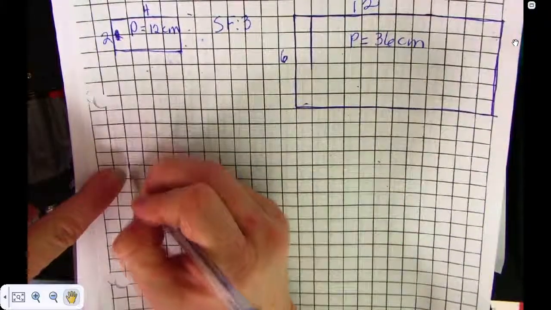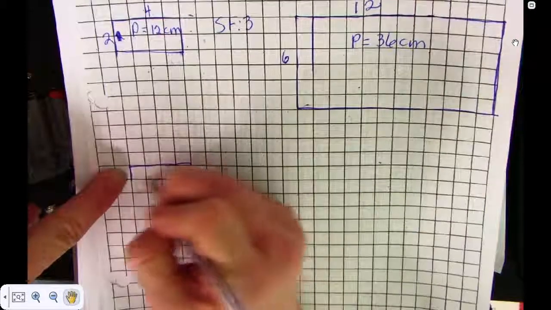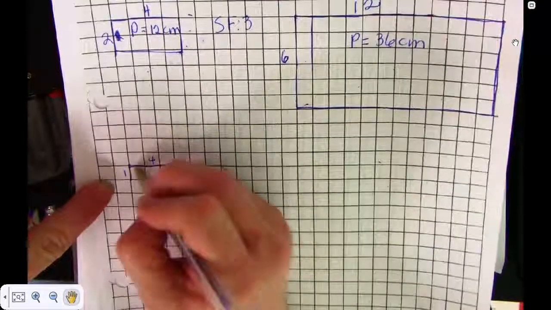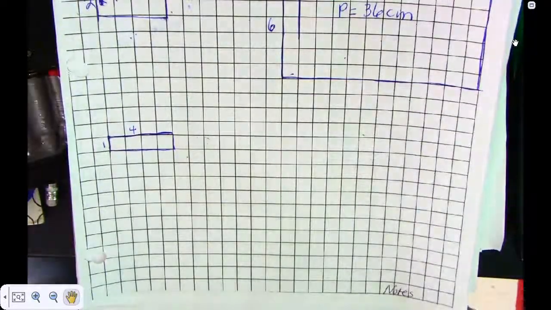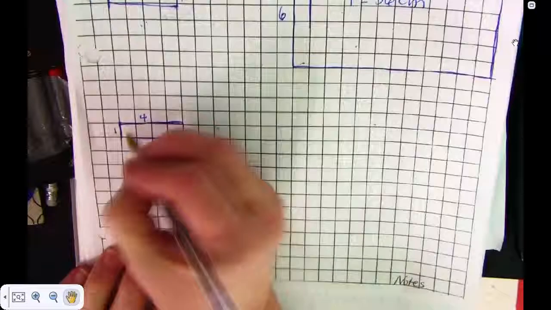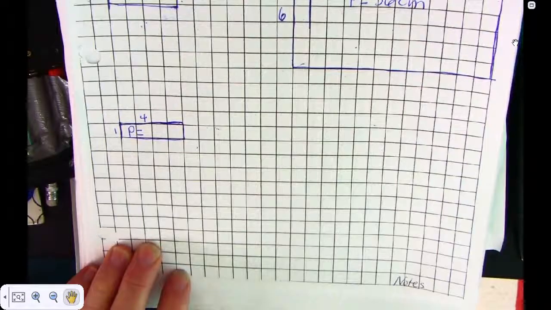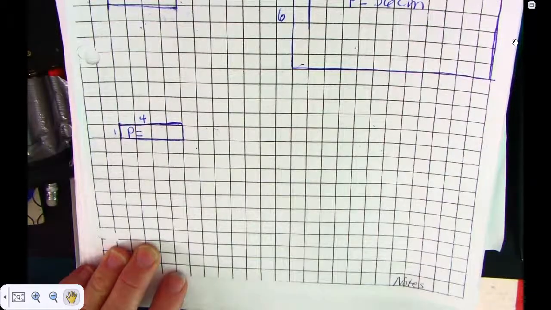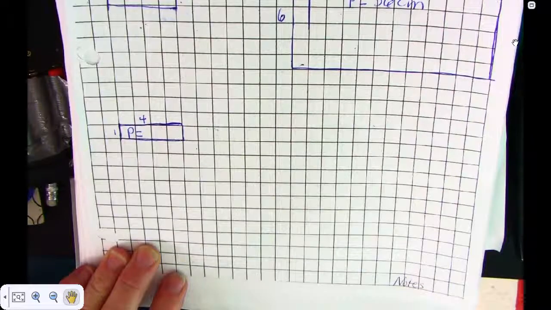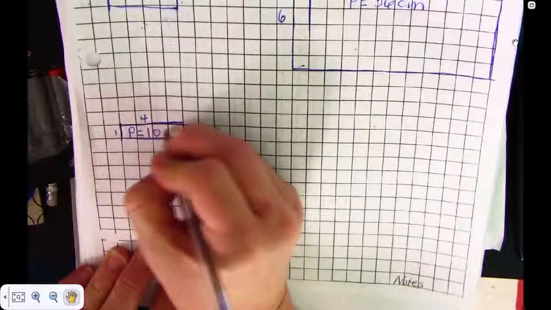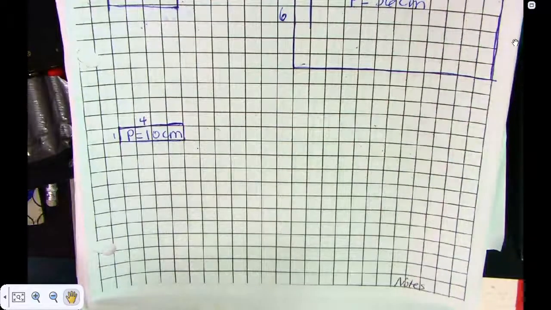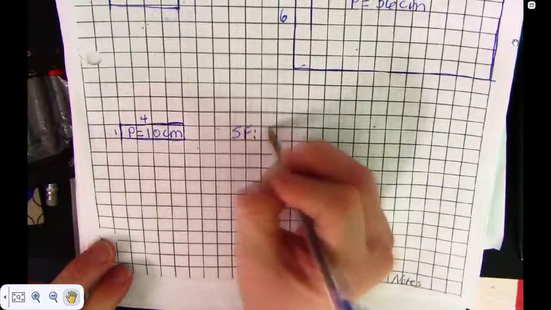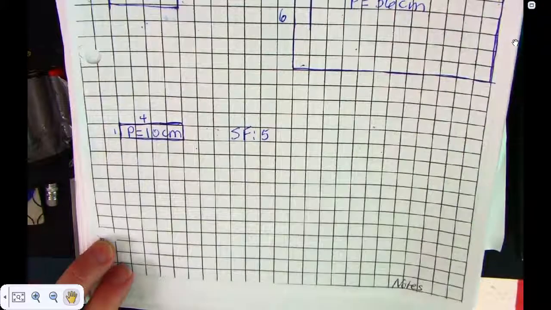And we're going to draw a 1 by 4 rectangle. 1 by 4 rectangle. When I say go, everybody's going to tell me the perimeter. Go. 4 plus 1, double it, 10. Now the scale factor is going to be 5. The scale factor is going to be 5.